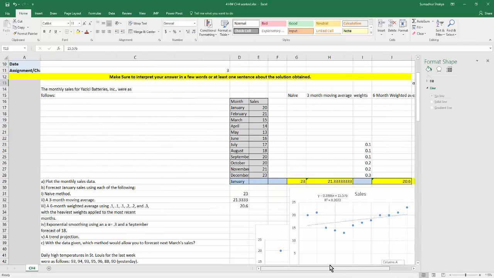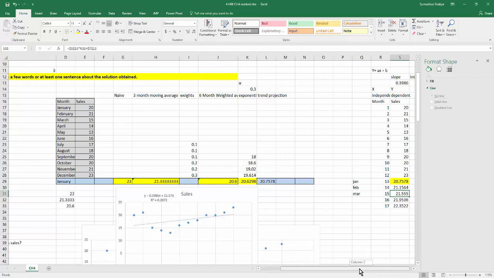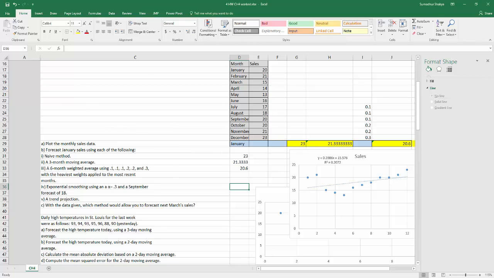So let's see, coming back to our question: using trend projection with the data given, which method would allow you to forecast next March's sales? The only way we can go is Jan, February, March. So this is the only method that allows us to go till March. The way you would answer that question is that trend projection is the only method that allows us to forecast the sales for the month of March. No other methodology allows us to go that far. So that's about this question.